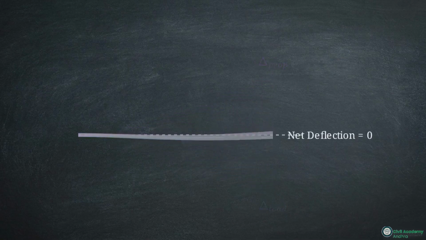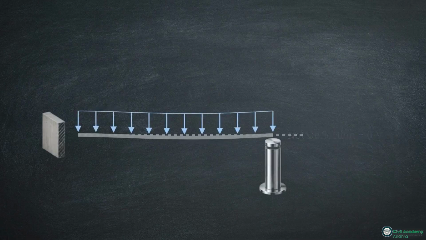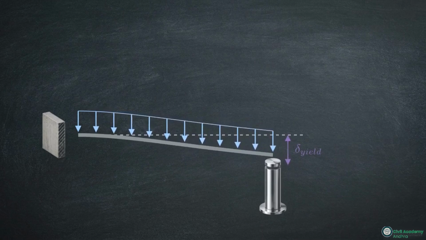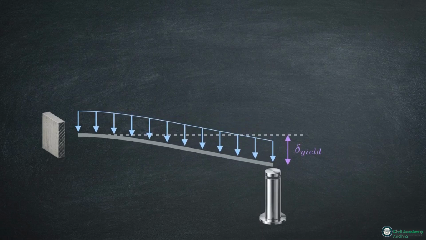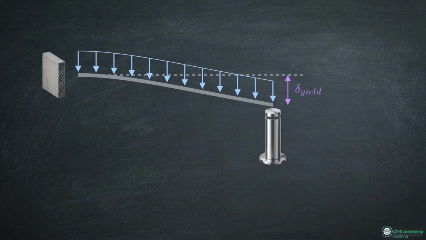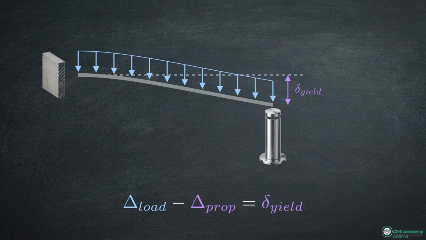In advanced problems, we encounter supports that are not perfectly rigid. If the prop yields or sinks by a specific amount, denoted here as delta yield, the beam settles below the neutral axis. The logic remains the same, we just adjust the math. The downward deflection from the load minus the upward deflection from the prop now equals that exact yield amount. You set up the equation and solve for the true prop reaction.